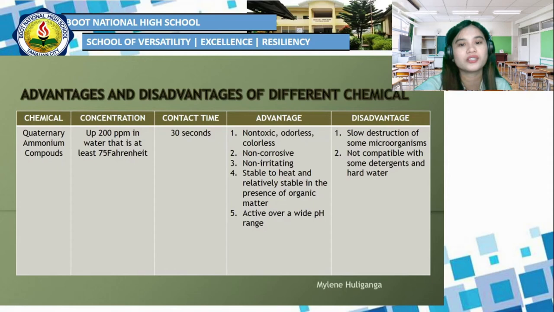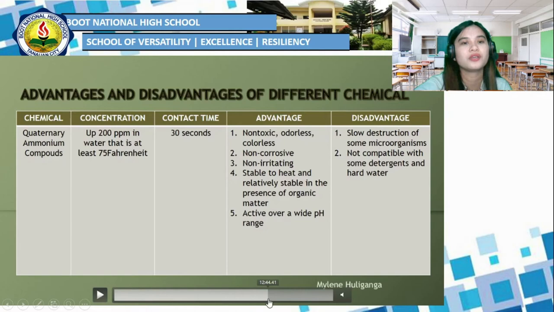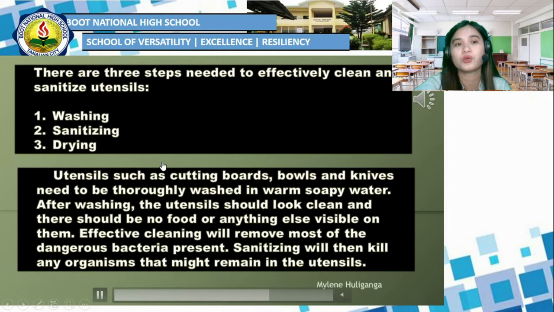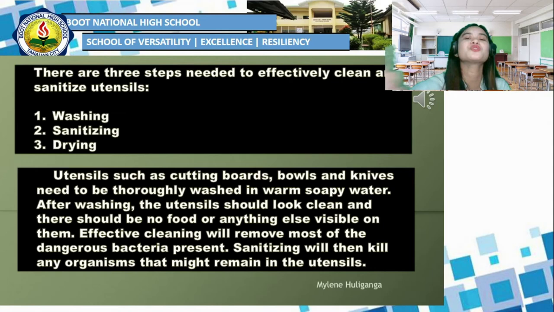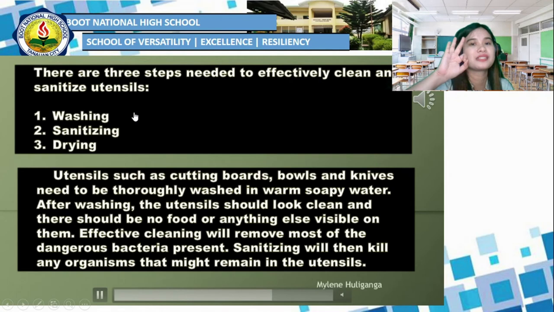Okay, next we have here. Now, there are three steps needed to effectively clean and sanitize the utensils. What are those? The first one is washing, sanitizing, and drying. Always remember these three. First, you're going to wash. Next, you will sanitize. And then, i-dry. Kahit sa unkay pumunta, palagi yung tatandaan ang three steps na ito. Washing, sanitizing, and drying. Okay?